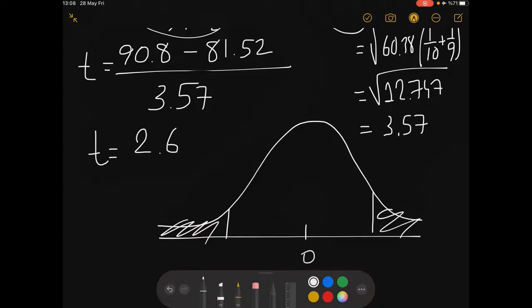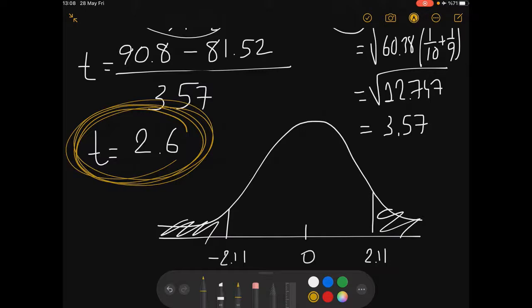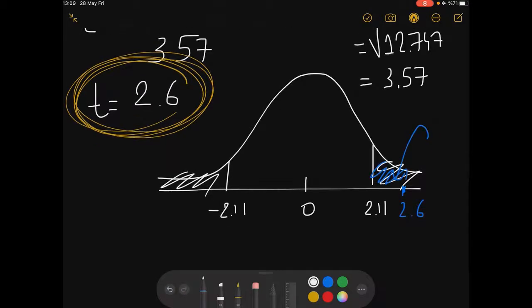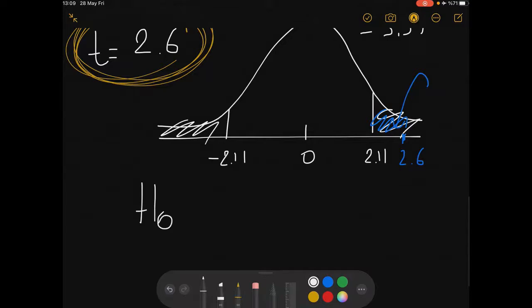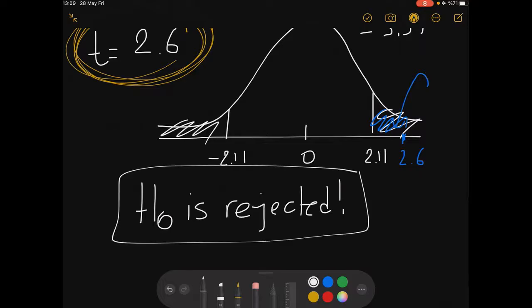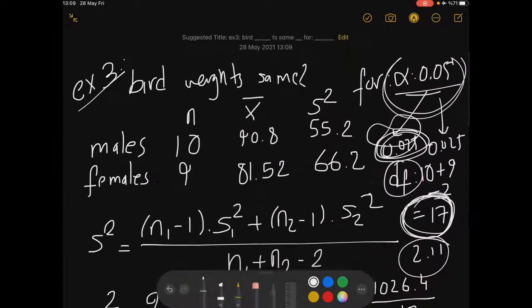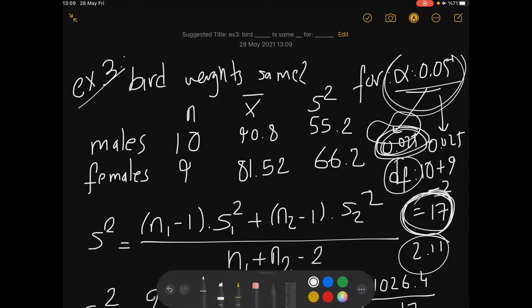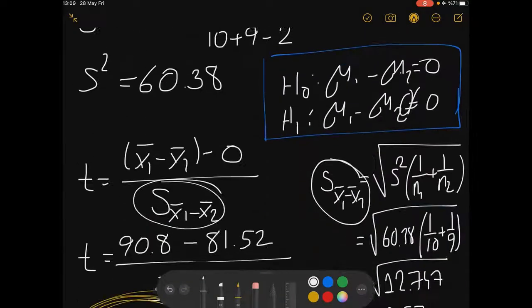So I put this value here as two-sided: 2.11 here and minus 2.11 here. And where is your t? T is located at 2.6, right? So it is in the rejection region, so H0 is rejected. That's your answer, and that's enough. H0 is rejected. So what does this mean as a sentence? Those male and female bird weights are different. They're not the same. This is how we conclude this.